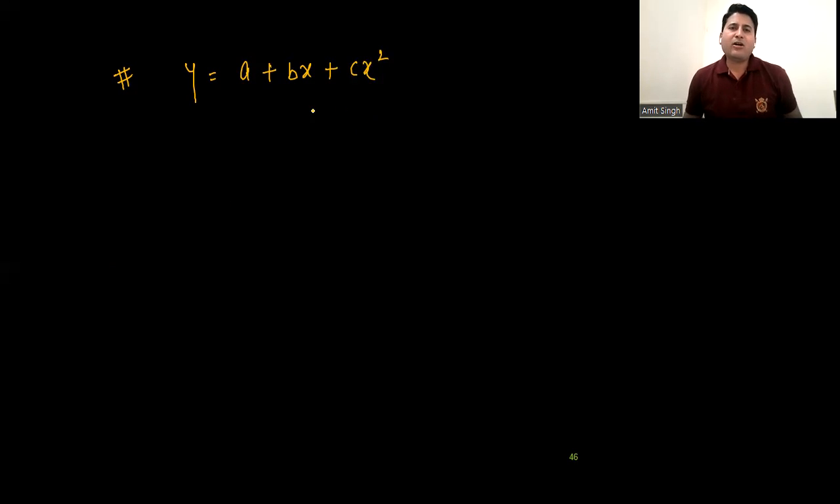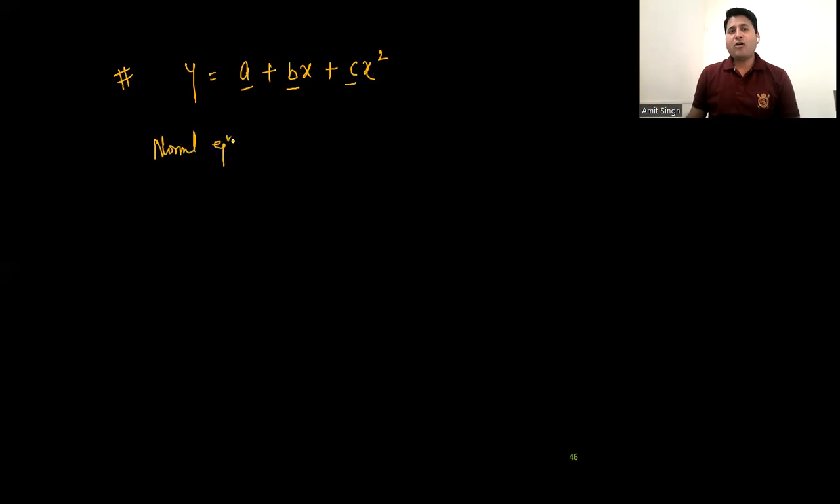Moving ahead, another thing: sometimes in a question we need to fit a second order equation, or better to say a quadratic or parabola equation. The standard form of a quadratic equation is y equals a plus bx plus cx square, the second order equation where a, b, c are the constants that we need to find. Like in a straight line, only a and b we need to find, but in quadratic, three constants a, b, c are there to find.